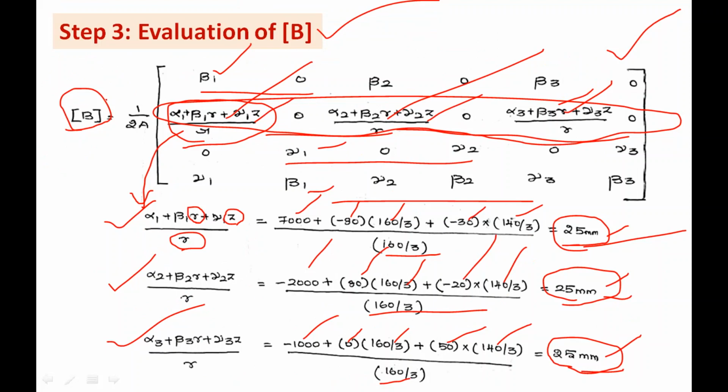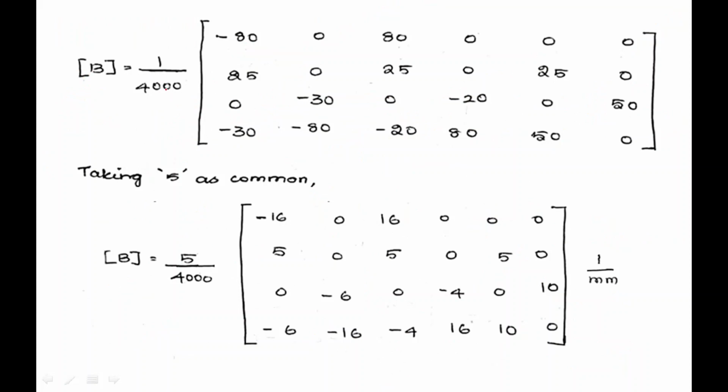Now the second row we evaluated these three terms, so we can establish this B matrix. Let us see the B matrix. This is 1 by 2a, which is 4000. This is beta 1, beta 2, beta 3. This is the term what we evaluated, 25, 0, 25, then 25, 0 like this. Then the third row, this is gamma 1, gamma 2, gamma 3. Now this is gamma 1, beta 1, gamma 2, beta 2, gamma 3, beta 3.